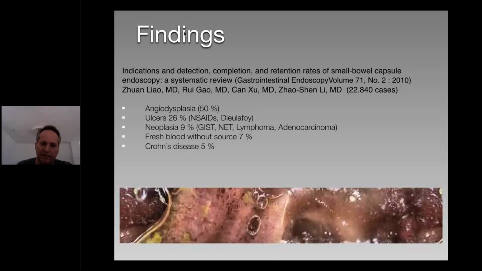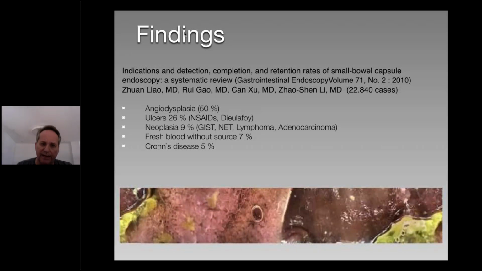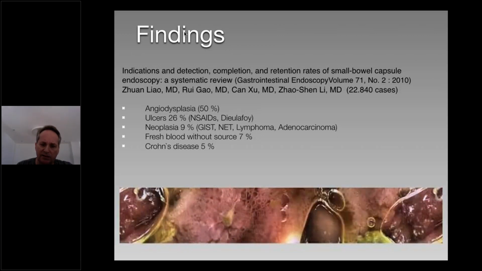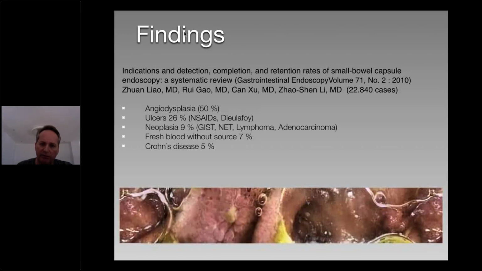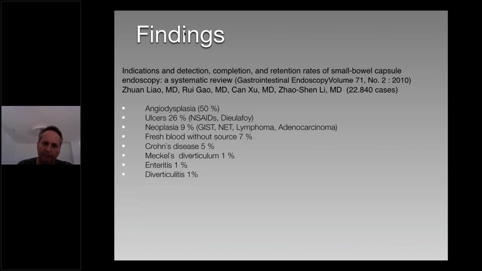Then Crohn's disease, even up to 5%. You can see these ulcers and these big fat villi with inflammation around. And then some smaller numbers of Meckel's diverticulum, enteritis, diverticulitis, which we can find with the capsule endoscopy.